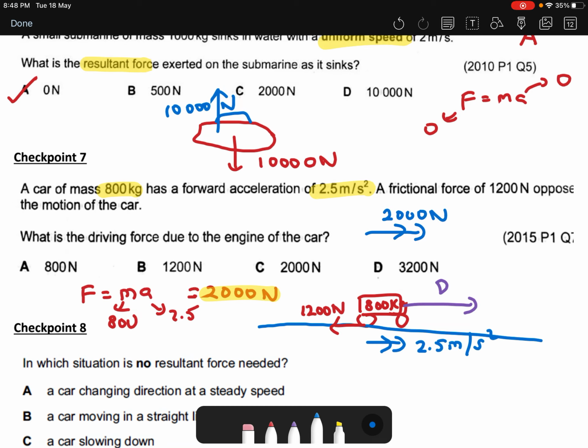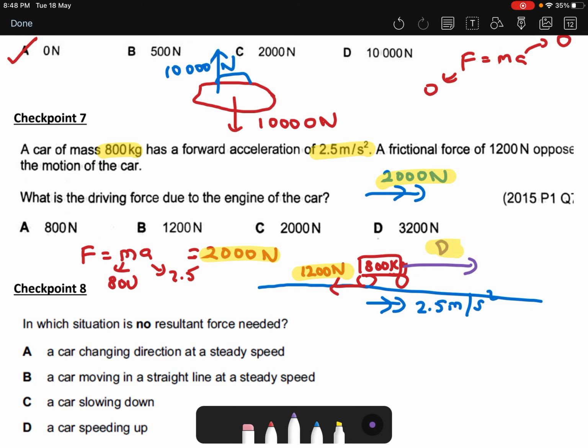Whenever I represent my resultant force, I always put a double arrow to help you see better. So I know that the resultant force is D minus my 1200 Newton, which must give me 2000 Newton. So D minus 1200 equals 2000. So definitely your driving force must be equal to 3200 Newton. So the answer is 3200 Newton.